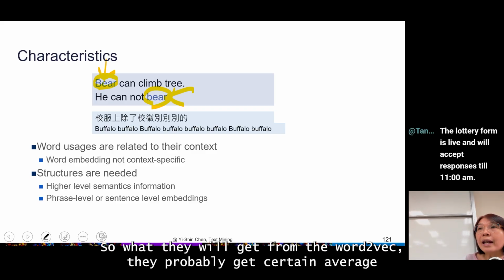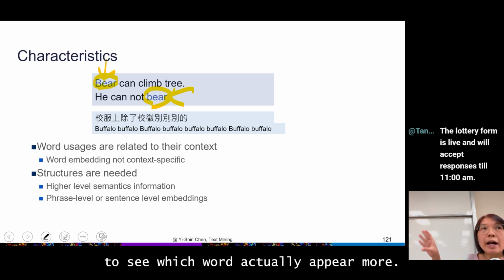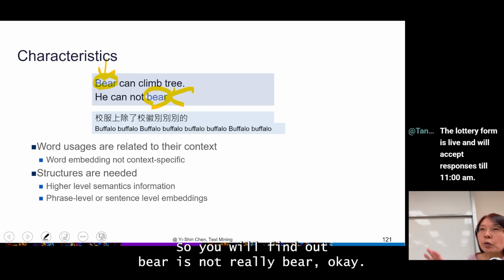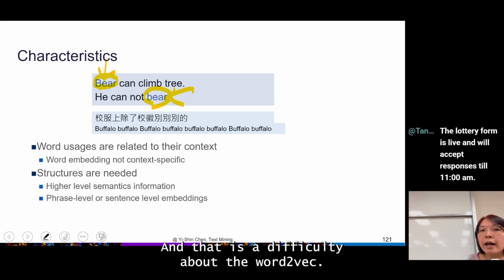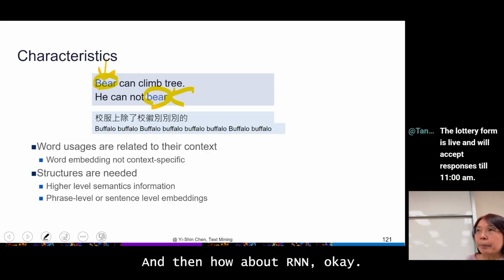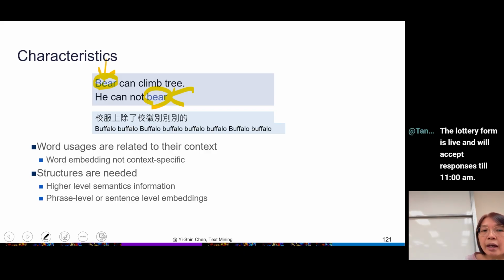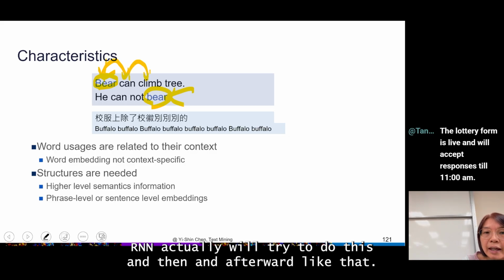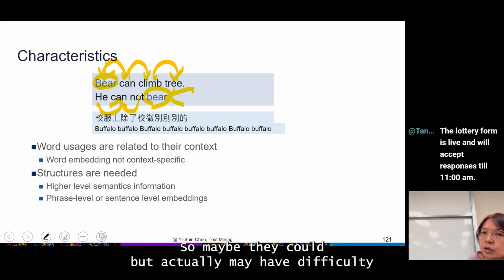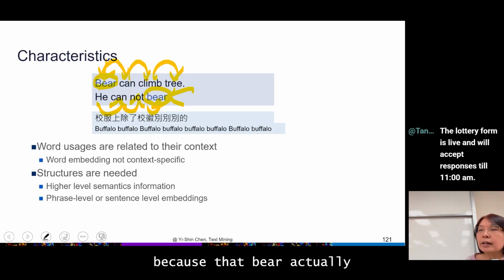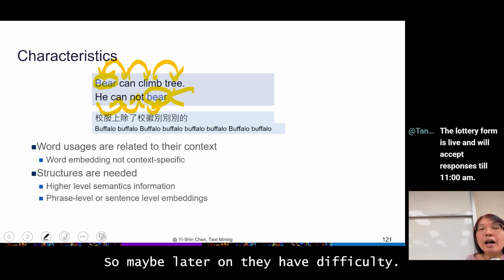So what they get from word2vec is probably a certain average to see which word appears more. So you will find out bear is not really bear. And that is the difficulty with word2vec. And then how about RNN? RNN will try to do this and then afterward like that. So maybe they could, but they may have difficulty because that bear consists of so many noises. So maybe later on they have difficulty.